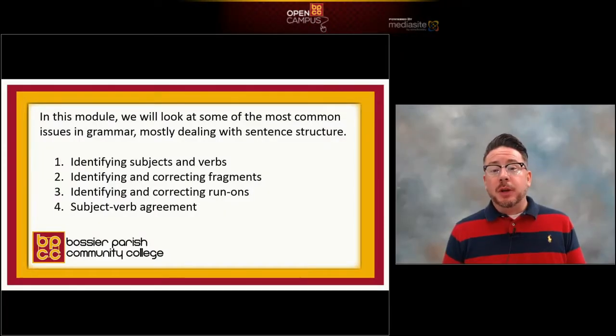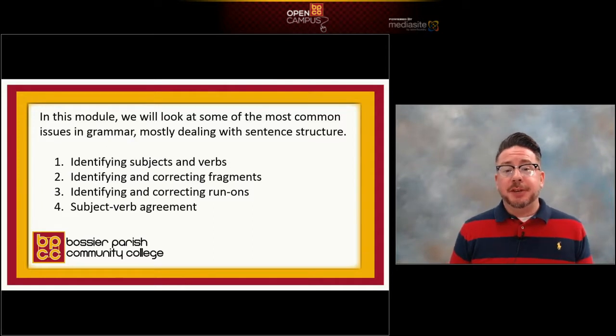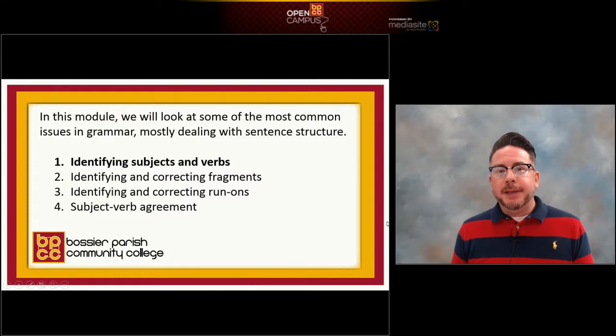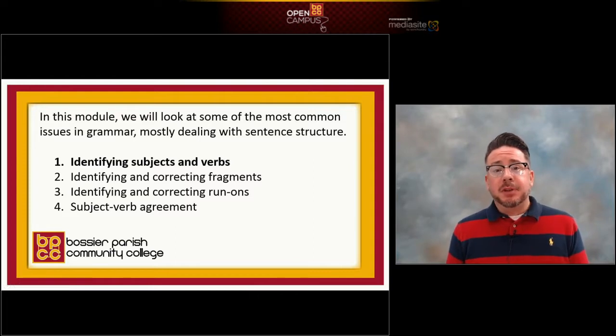Okay, in this module, we're going to look at some of the most common issues in grammar, mostly dealing with sentence structure. I realize this is not technically a grammar course, but this is a writing course, and so I thought it would be useful to go through some of the most common issues in grammar that I see with my students. So we're going to go over 4 basic grammar topics.